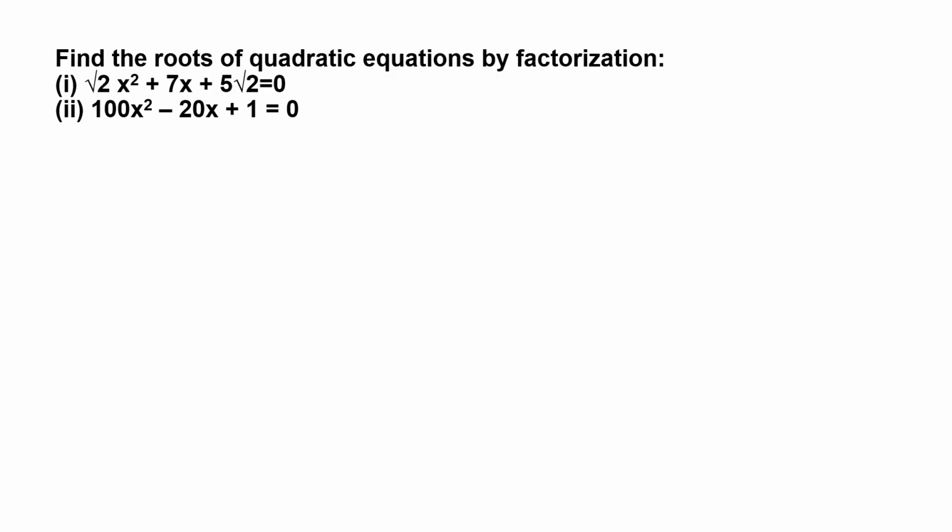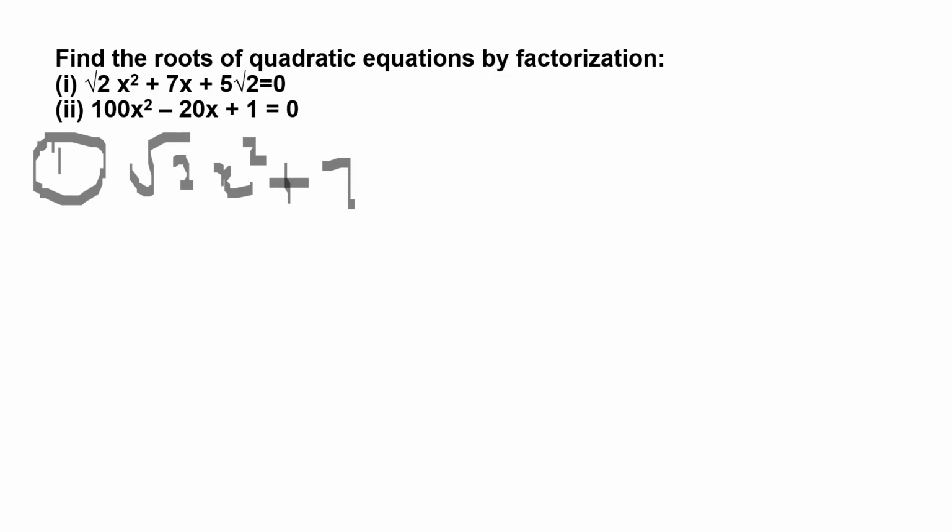Find the roots of quadratic equations by factorization. First question is root 2x square plus 7x plus 5 root 2 equal to 0. The first step is to factor the quadratic equation. So here the equation is root 2x square plus 7x plus 5 root 2.